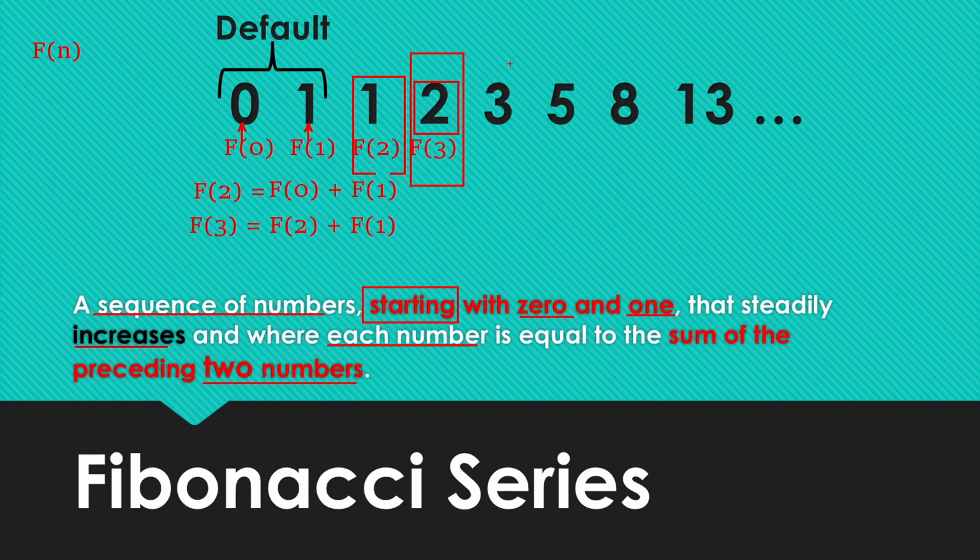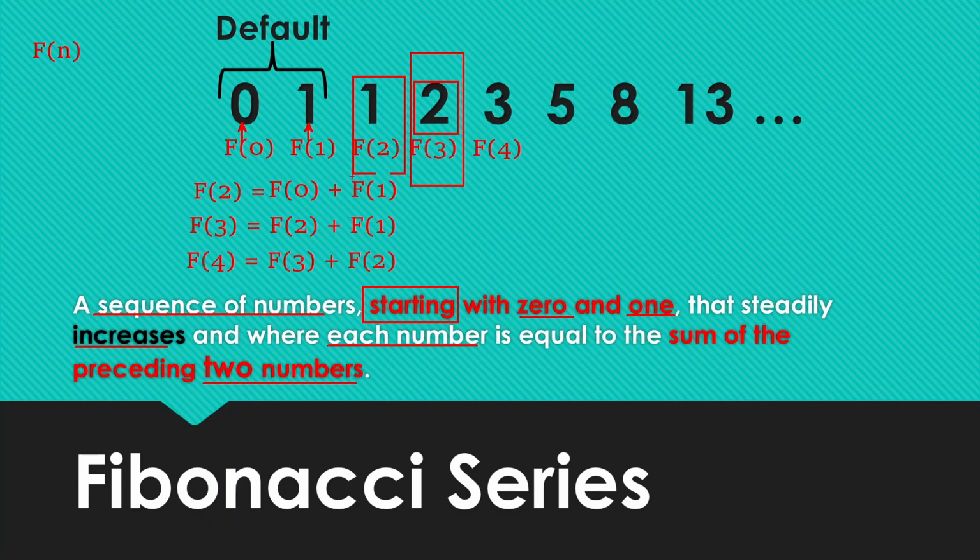Similarly, the number 3 here, that particular position is F of what? Yes, you guessed it right. That is F of 4. So how do we calculate F of 4? Let's do it here. F of 4 equals F of 3 plus F of 2. That's how we get the number 3, because 1 plus 2 equals 3, and so on and so forth.